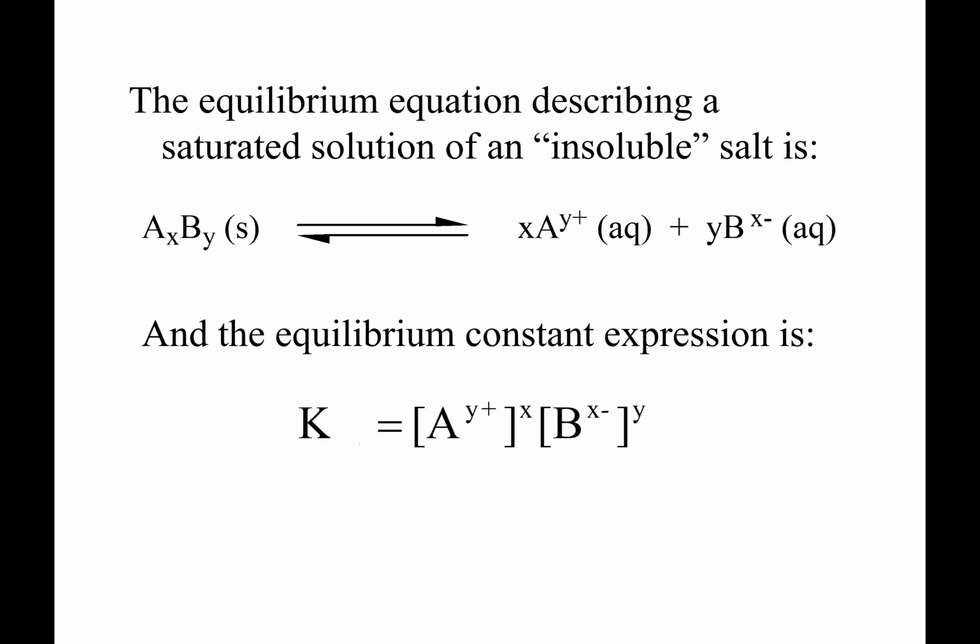Molar concentration of the cation raised to the X power, because there are X particles. Molar concentration of the anion raised to the Y power. I kind of warned you that this is going to happen. Actually, in Unit 4, we're going to have a few other equilibrium constants. So this is a special equilibrium constant just for insoluble salts called Ksp. We've talked about a Kc, a Kp, right? This is the Ksp.